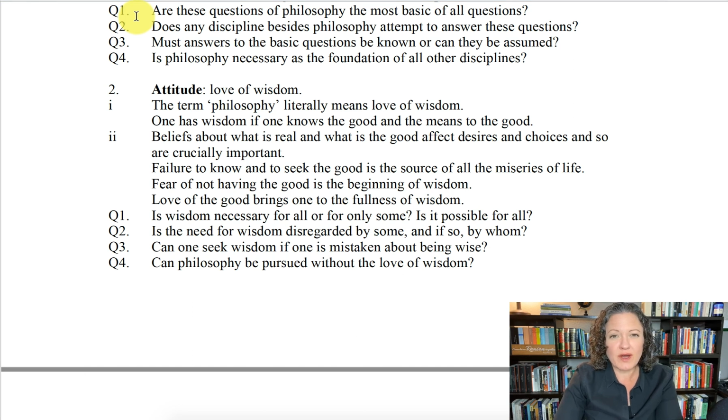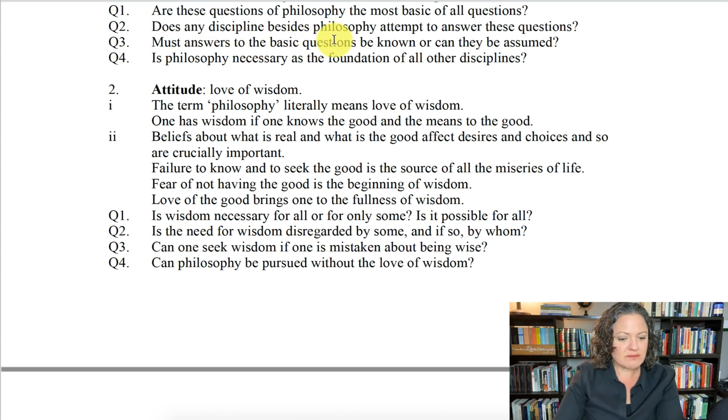Okay, so take some quiet time, turn off your music, maybe while you're washing dishes or driving you can think about them, but try to think about these. Are these questions of philosophy the most basic questions of all? Maybe you can think of some more basic questions. I challenge you to try. Does any discipline besides philosophy attempt to answer these questions? Think about other classes you have had. Have they attempted to give you answers to how do I know what is real, what is the good life?